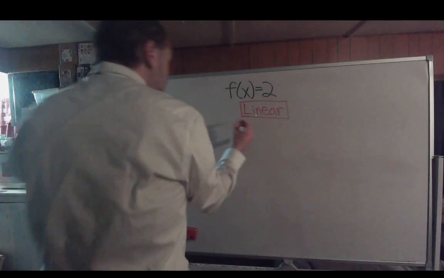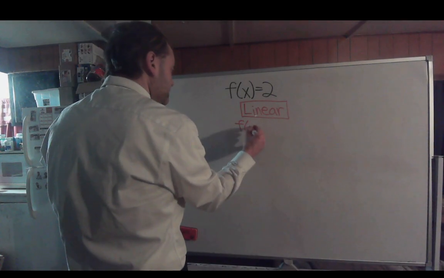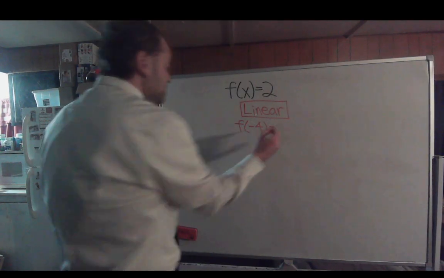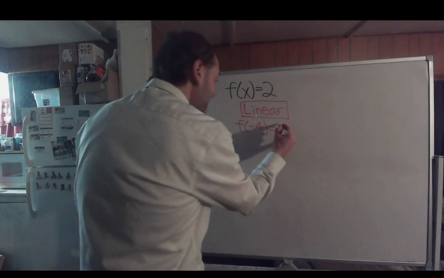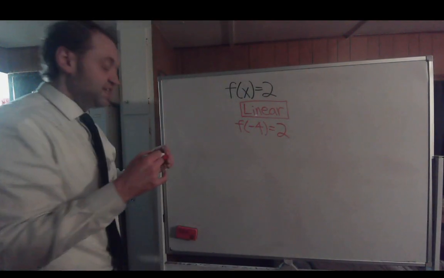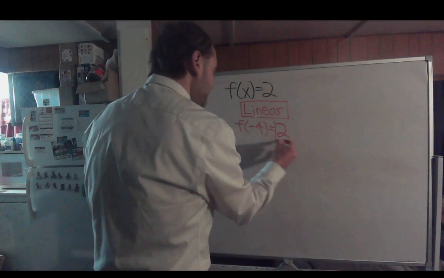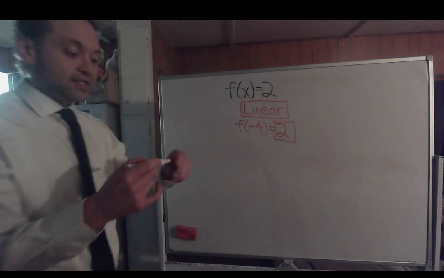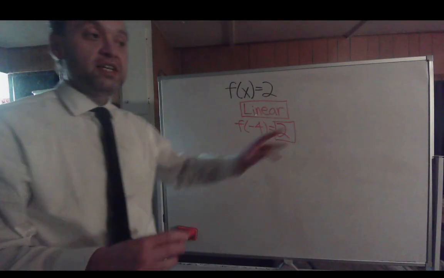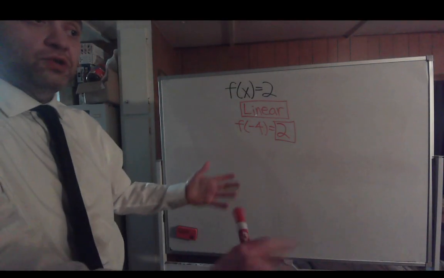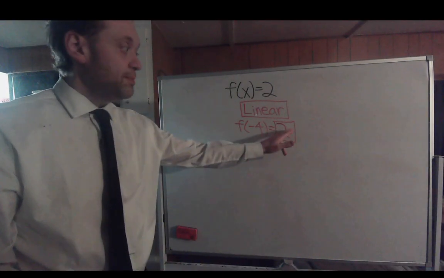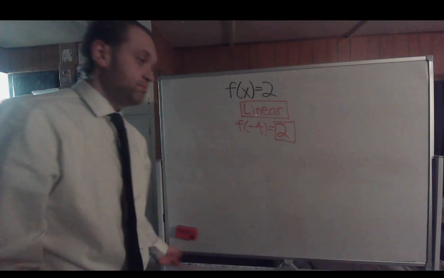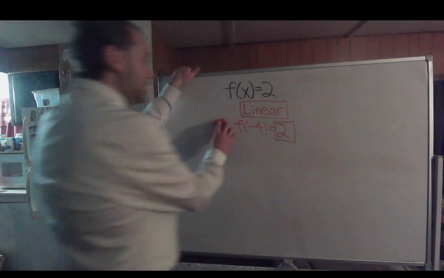Now, they want us to find f of negative 4. So put in negative 4 for wherever you see an x. Here's the thing, you don't see an x. So no matter what value I stick in for f of x, I'm just going to get 2. It's a continuous line through y equals 2. In every direction, no matter what value of x I put in, I'm going to get 2 as my output. So that was a good one.